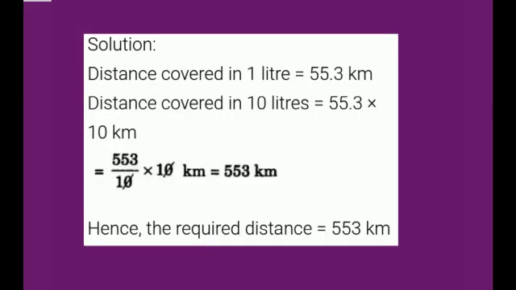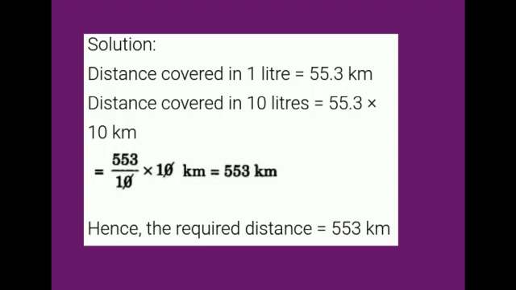Solution: distance covered in 1 liter of petrol is equal to 55.3 kilometer. Now distance covered in 10 liters of petrol is equal to 55.3 into 10. Now 55.3 can be written as 553 by 10, that should be multiplied with 10. Since 10 and 10 get cross cancelled, our answer is 553. Otherwise, if we are multiplying 55.3 into 10, we have to shift the decimal point one place to the right, so that we got 553. Hence, the required distance is 553 kilometer.